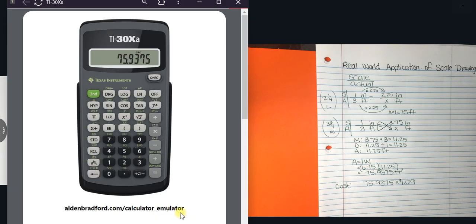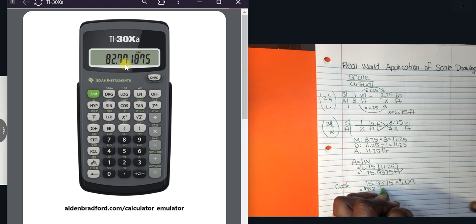If we open back up our calculator, we have our number here. We're going to multiply that by $1.09, and we come out with $82. And remember, we only need 2 numbers after the decimal. The second number is a 7, and the third number is a 1. So remember, 4 or less, let it rest. So it's going to be $82.77 would be the cost of the flooring.